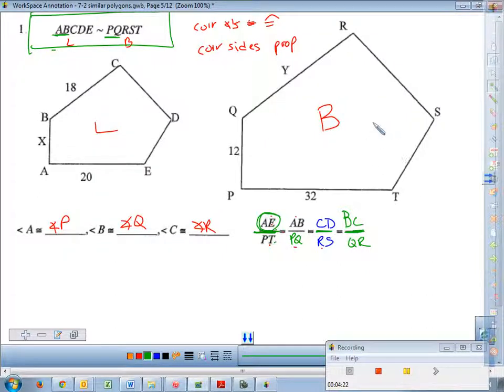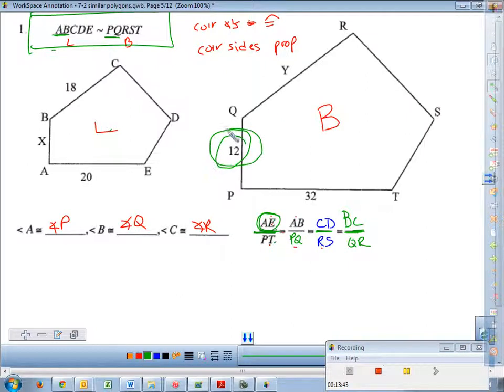So here's the thing. I need to find the scale factor between these two polygons. Here's what you need. You need to find two sides where you know both their lengths already, but they correspond to each other. So find two sides that correspond to each other and you know both their lengths. Study that with your partner real quick. Find two sides of this polygon that correspond to each other and you know both their lengths.